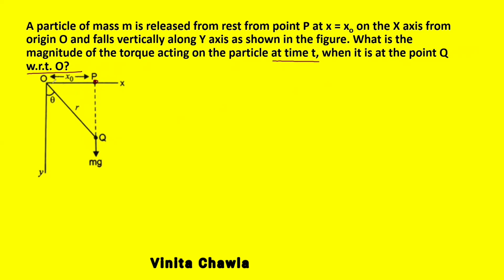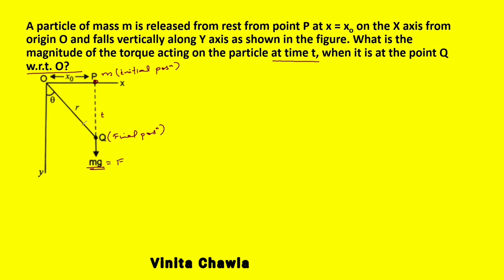You can see the distance between O and Q is given. It's small r. And the mass of this particle is m. This is the final position of the particle. This was the initial position. Initially the particle was at P. And now after time t, it reaches this point. Now, because weight acts in the downward direction, because of gravity, this mg is acting downward. So this is the force that we have.